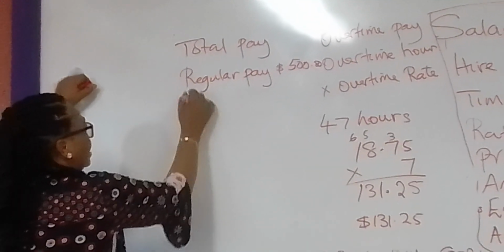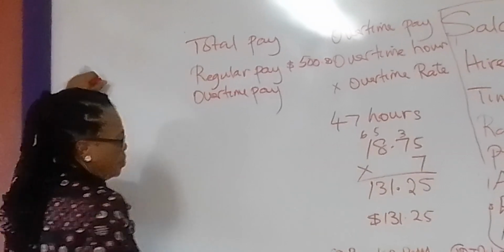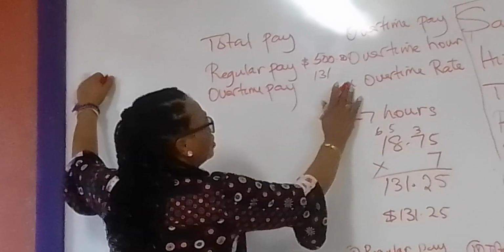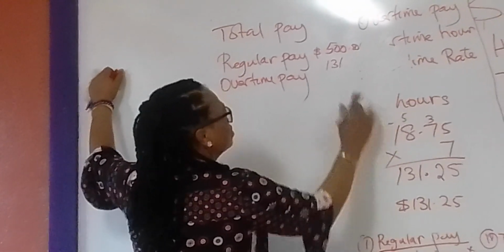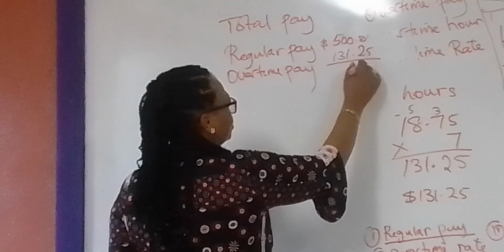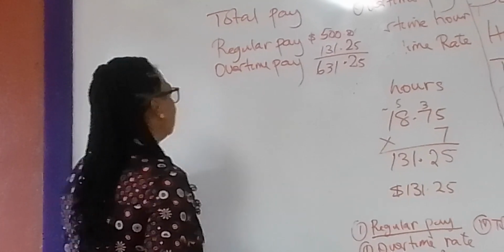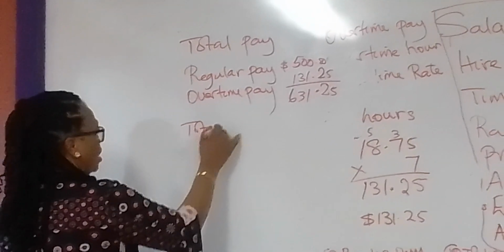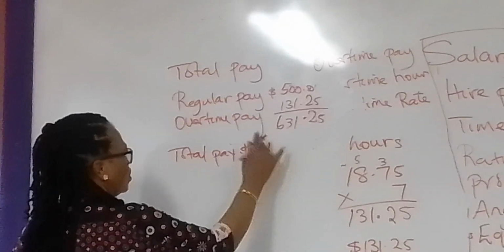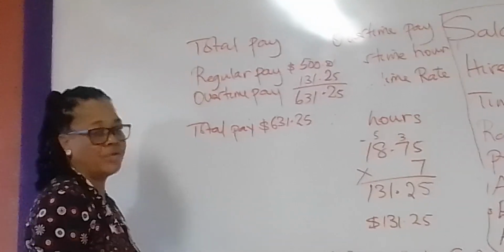To that, I'm going to add his overtime pay. And what was the overtime pay? $131.25. That's a 5, a 2, a 1, a 3, a 6 going across. So his total pay for this week would have been $631.25. Notice I'm putting in my dollar sign here. Don't forget to put in the dollar sign.